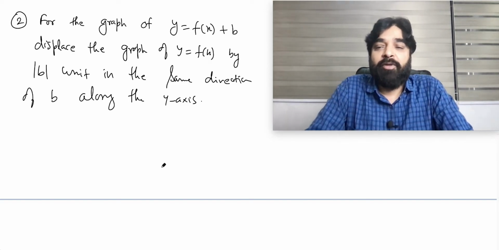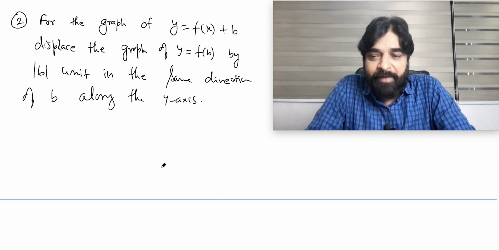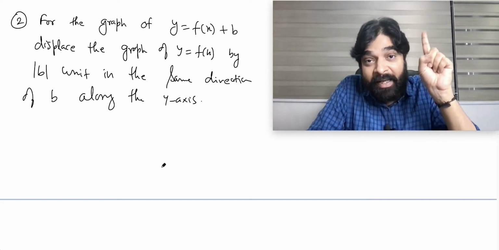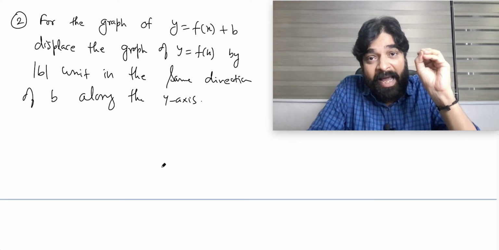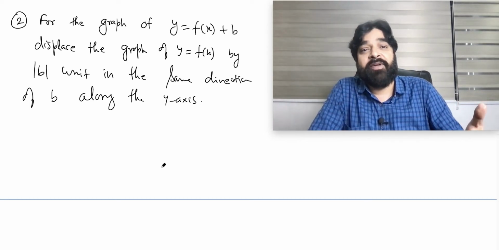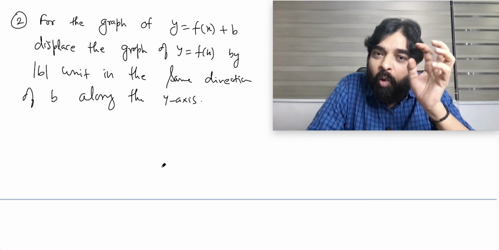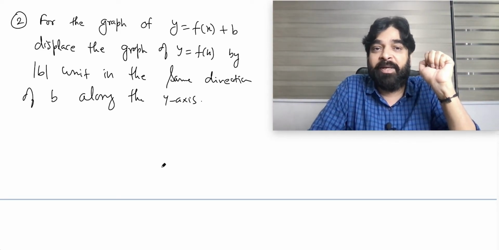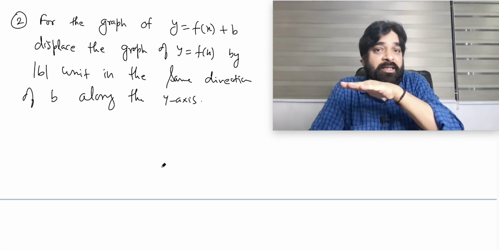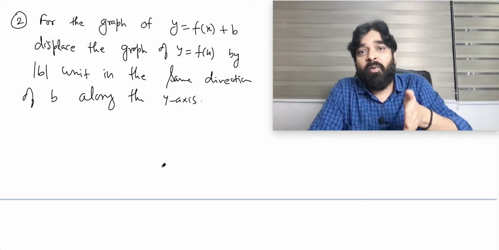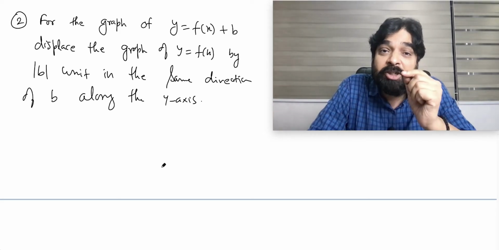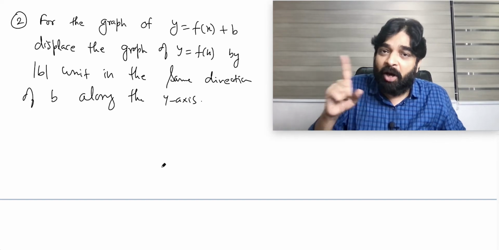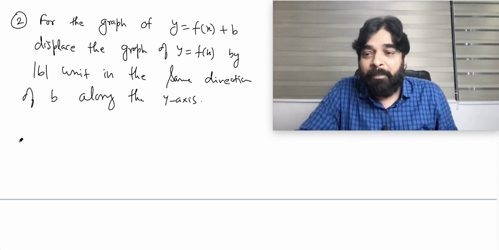For the graph of y equal to fx plus b, displace the graph of y equal to fx by mod b unit as like mod a unit. But there, if constant added with the x, we are displacing in the opposite direction of a. But if constant added with the whole function, will displace in the same direction of b, but not along x-axis. Now will displace along y-axis. Means if b positive will displace upward, if b negative will displace downward. You will understand by example only.